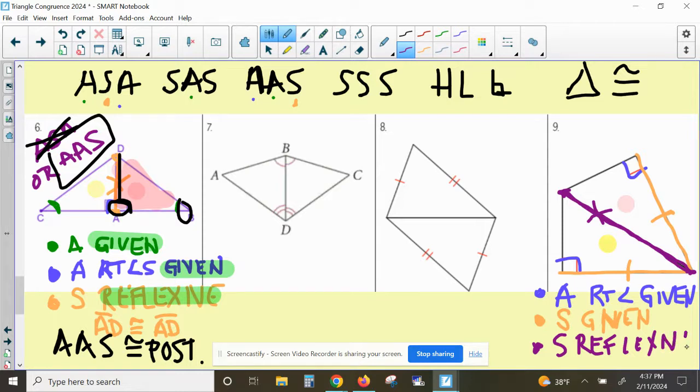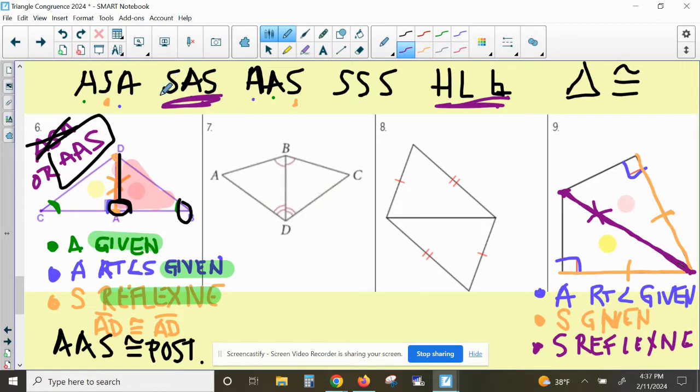Remember, if it was in a proof, on the right-hand side, you'd be writing given for this one, given for that one, and reflexive for this one. So it looks like I have ASS. Now, we do know ASS is not a thing up here, right? But two S's and an A. So my options for two S's and an A could be this, right? Two S's and an A. Or it could be this because I have a right angle, right?